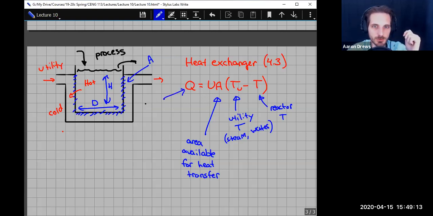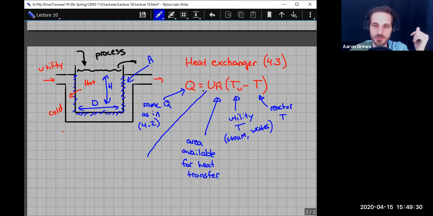This Q, it's the same Q as in equation 4.2. So all of the sign conventions have already been applied for you. You don't have to switch it and say like, well, that's the Q for the heat exchanger, so it gets a negative or anything like that. All of that's been done for you, so it's the same Q.